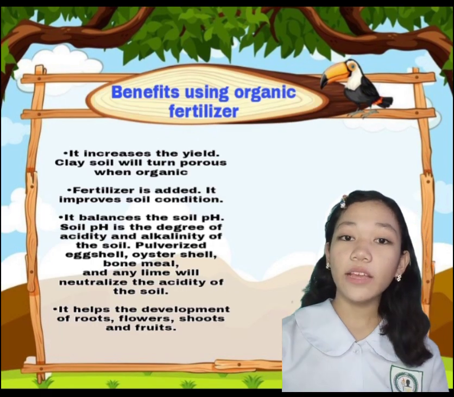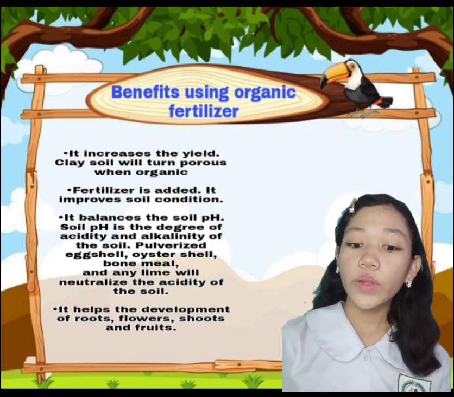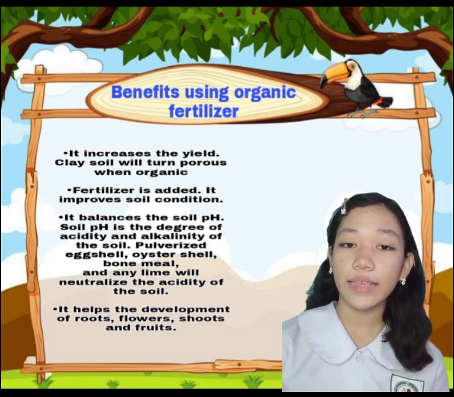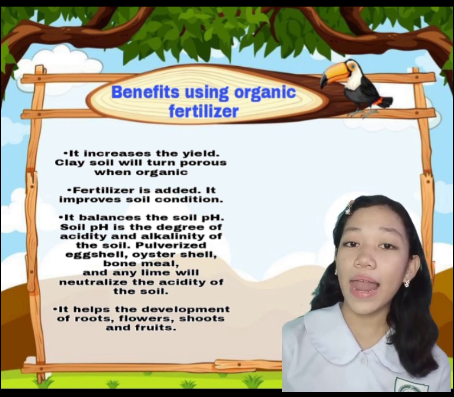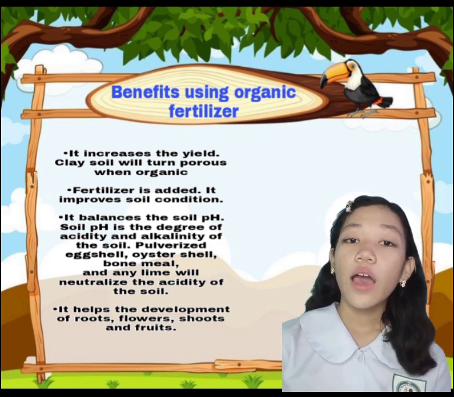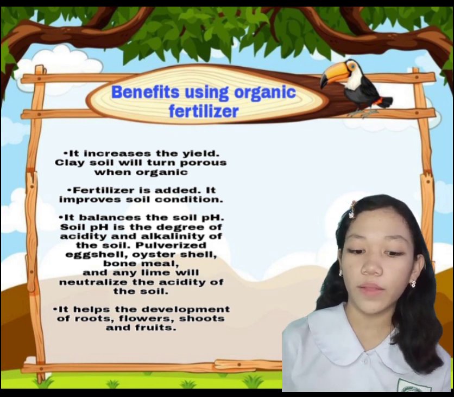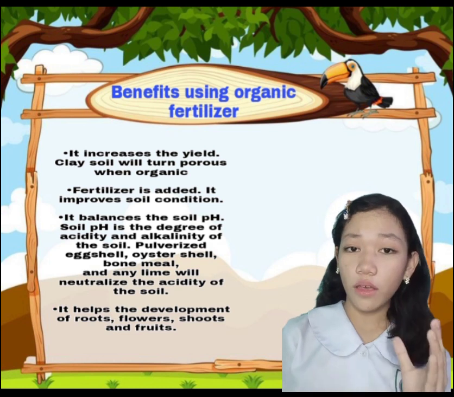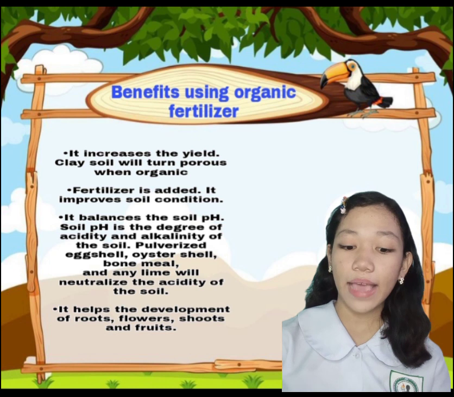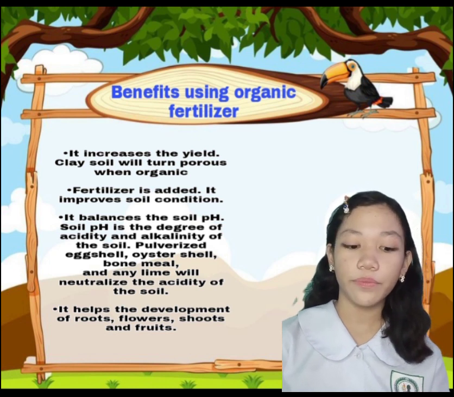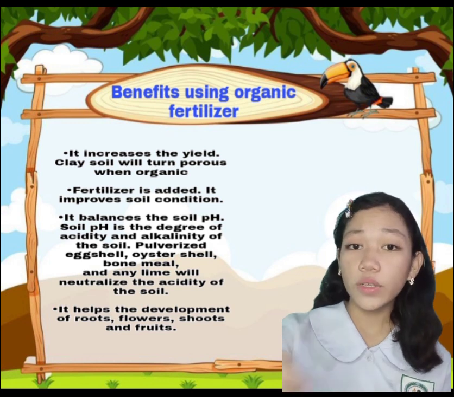Benefits of using organic fertilizer: It increases the yield. Clay soil will turn porous when organic fertilizer is added. It improves soil condition. It balances the soil pH. Soil pH is a degree of acidity and alkalinity of the soil. Pulverized eggshell, oyster shell, bone meal, and agricultural lime will neutralize the acidity of the soil. It helps the development of roots, flowers, shoots, and fruits.